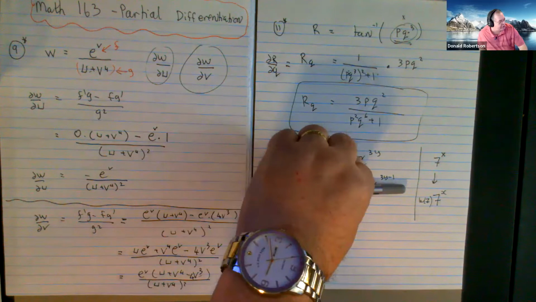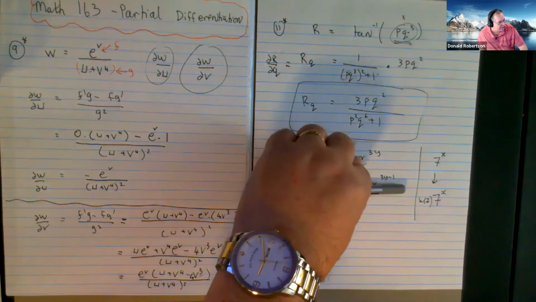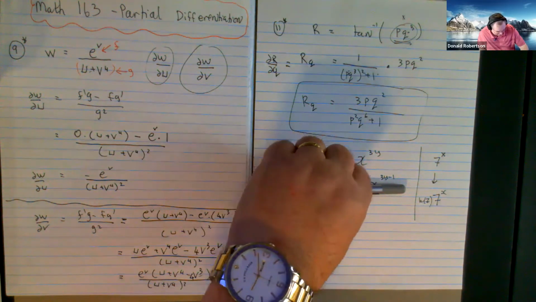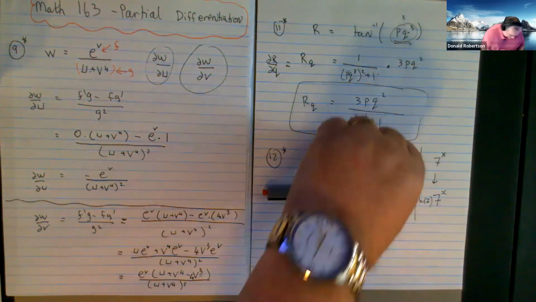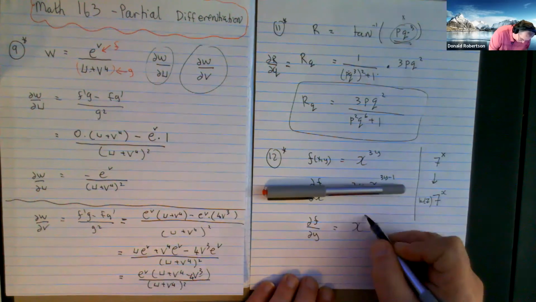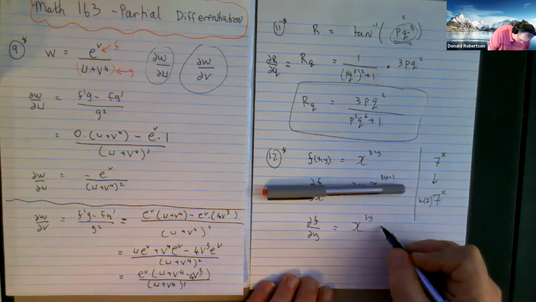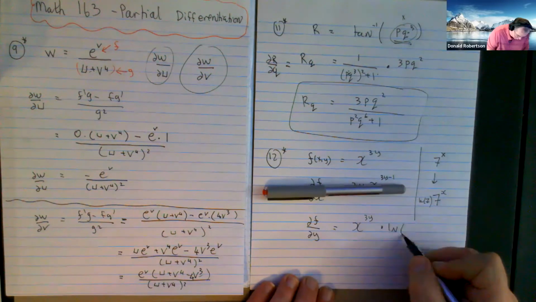So that x is like a 7, isn't it? So if you differentiate x to the power of 3y, you get x to the power of 3y times the natural log of this.